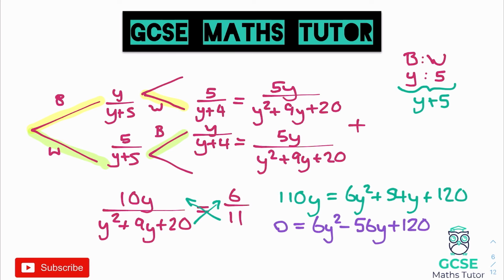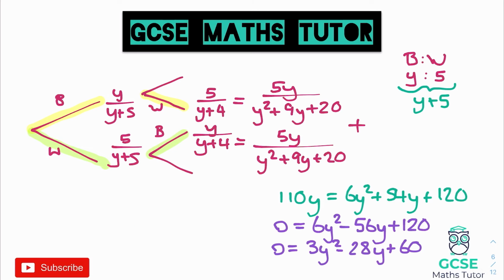So can we simplify it at all first? Yes, we can. We can divide both sides by 2 just to simplify it down. So we'll have 0 equals 3y squared minus 28y plus 60. Okay, so we still need to go about factorising this. So let's get rid of some of this working out here, and then let's have a go at actually factorising it. So we've got our factors over there, which are 60.